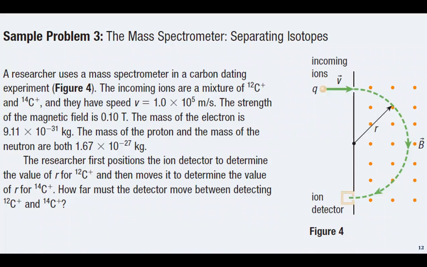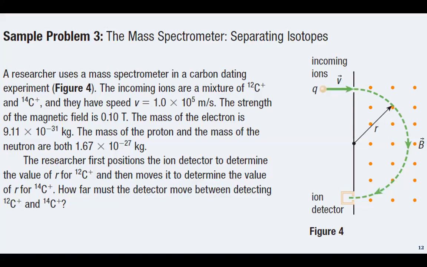And they have speed v equals 1.0 times 10 to the power 5 meters per second. The strength of the magnetic field is 0.10 teslas. The mass of the electron is 9.11 times 10 to the negative 31 kilograms. The mass of the proton and the mass of the neutron are both 1.67 times 10 to the negative 27 kilograms.